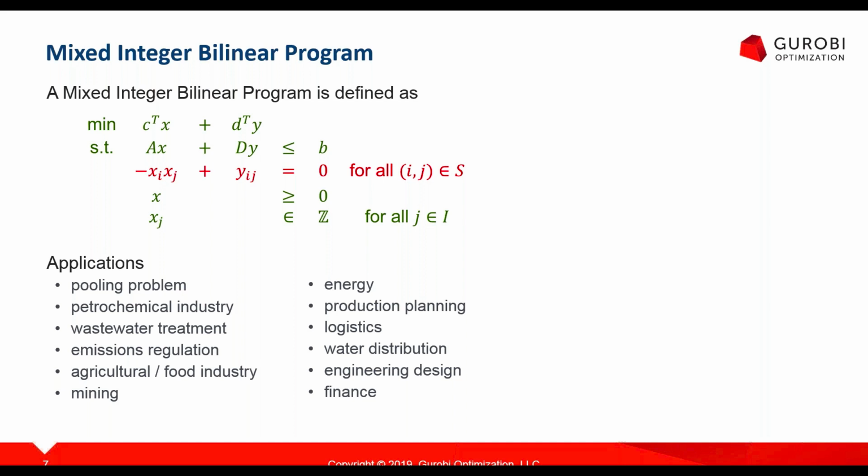This problem class also has a large number of applications, most notably the pooling problem, which arises in the petrochemical industry. And you see here that there are a number of other applications as well. So that's an important problem as well. Until now, so until version Gurobi 8.1, we cannot solve this problem because those bilinear constraints are non-convex. But with the new version of Gurobi 9.0, we are actually able to solve this type of problem.